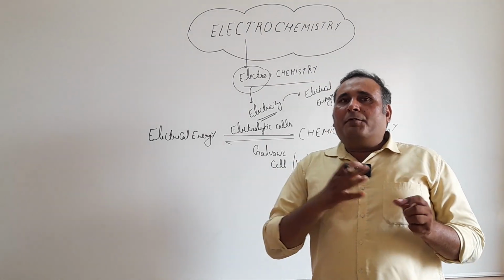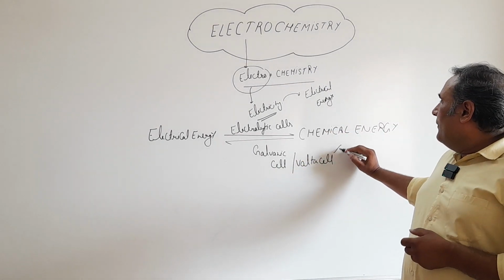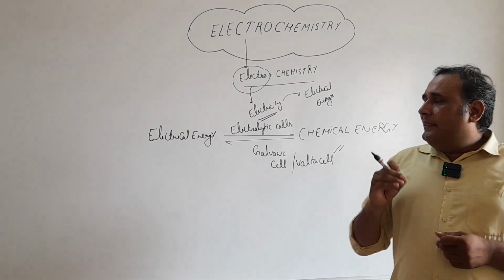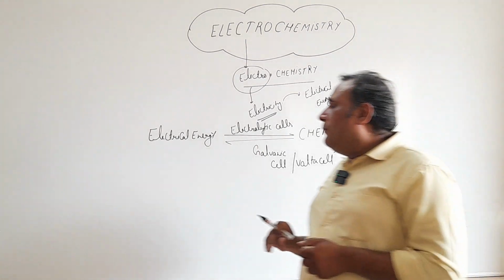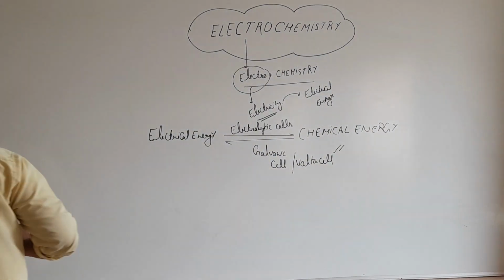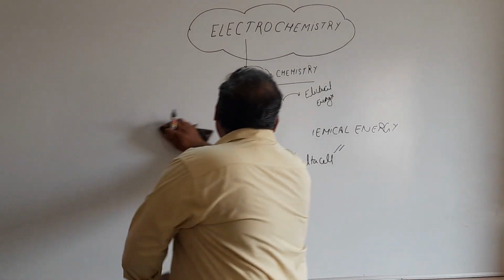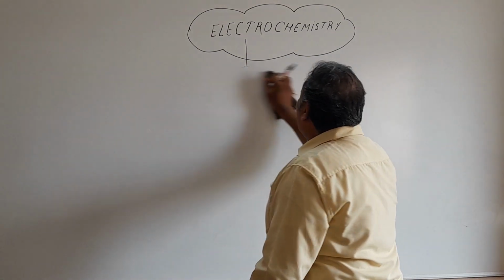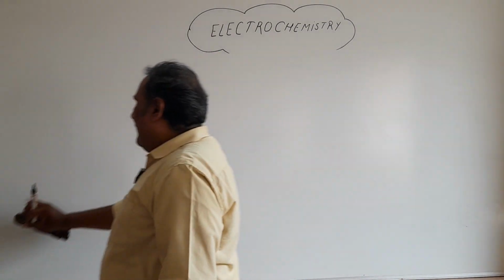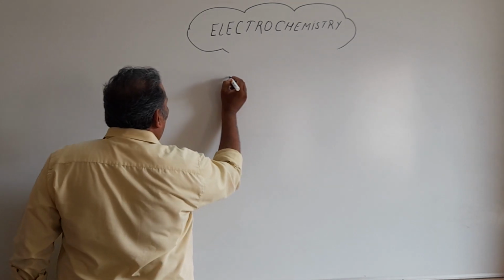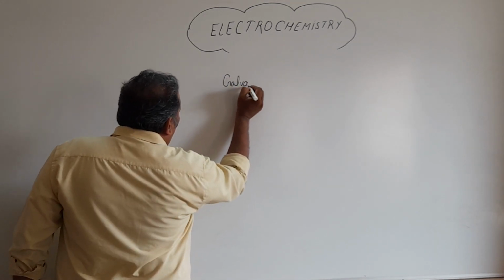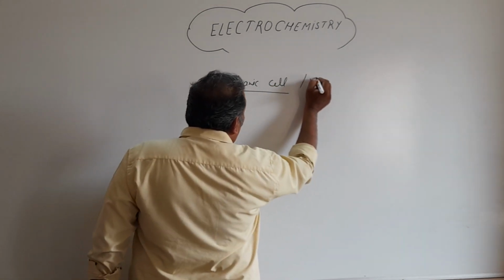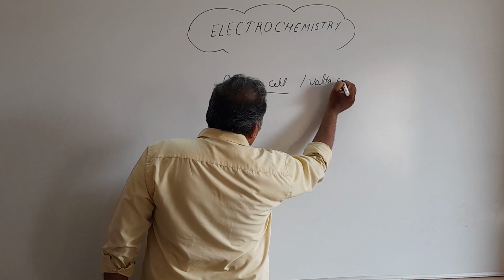So let's start the first part of this chapter, that is conversion of chemical energy into electrical energy, means the galvanic cell. First of all, we have to know what is the meaning of galvanic cell, what is the construction of galvanic cell, as well as what is the working of galvanic cell. So let's start with the galvanic cell. Actually, galvanic cell is also called Volta cell.